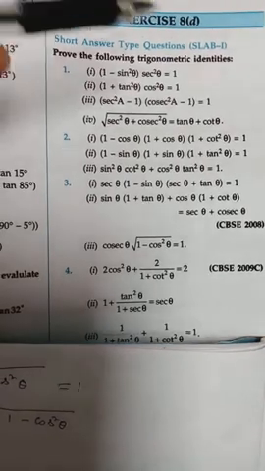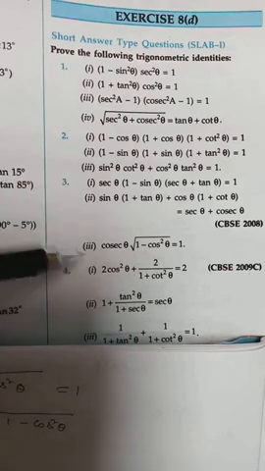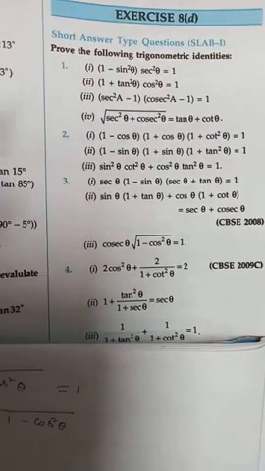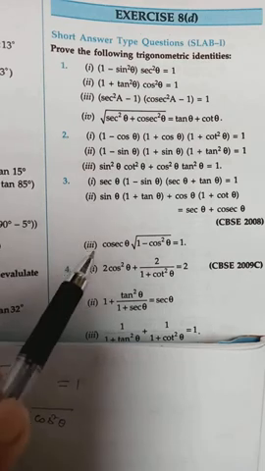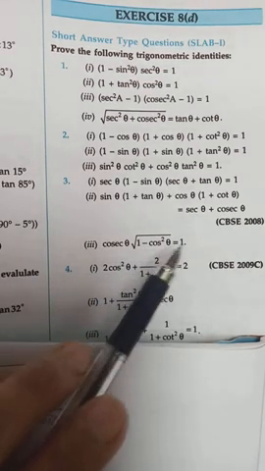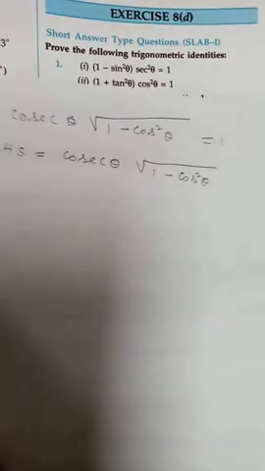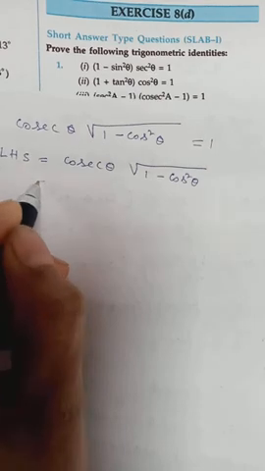Let us continue with exercise 8D trigonometry. Question number 3.3. We have to prove the following identities. Here we have cosec theta times the square root of 1 minus cos square theta. We have to show that it is equal to 1. So here cosec theta, leave it like that.